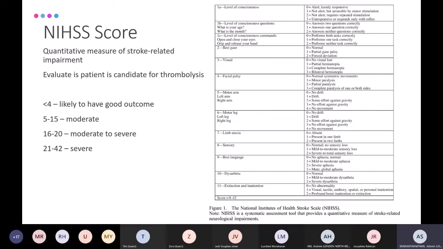If they have symptoms and their score is less than 4, they're likely to have a good outcome. 5 to 15 is a moderate stroke. 16 to 20 is moderate to severe, and anything above 21 is a severe stroke. And you'd assess them and look at the full clinical picture of what their baseline is, how they are functionally, their comorbidities as well, to decide if they are a good candidate or not.